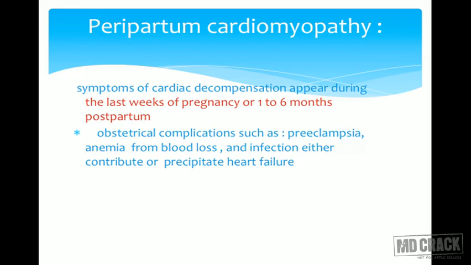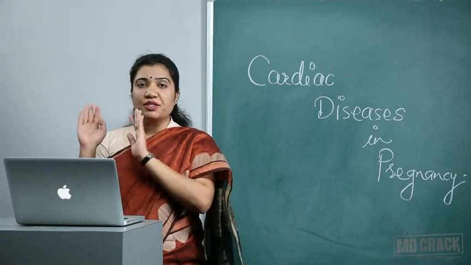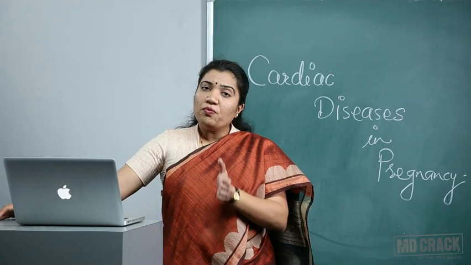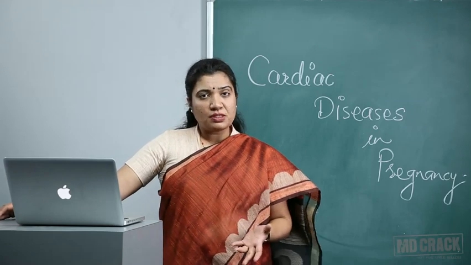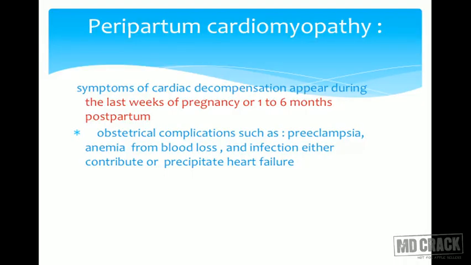The symptoms of cardiac decompensation appear during the last week of pregnancy or maybe 1 to 6 months peripartum. It means we think she delivered fine, third stage, fourth stage, everything fine, 8 days fine, she's gone home, and then maybe 1 month later the symptoms start. Anytime from 1 to 6 months the symptoms can be there. So this is a disorder which is dreadful. Again, the prognosis is very bad.